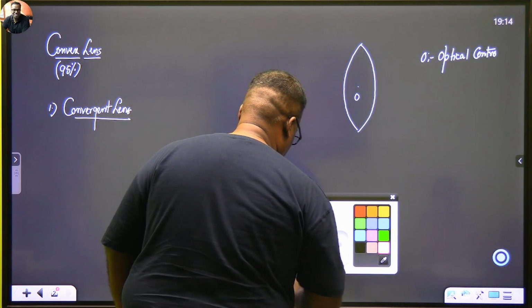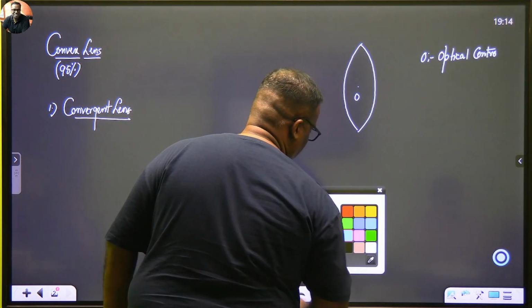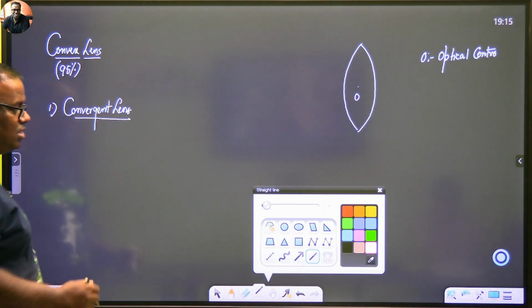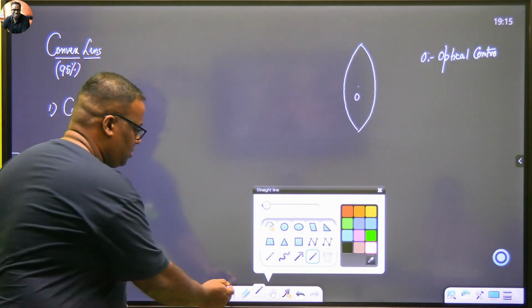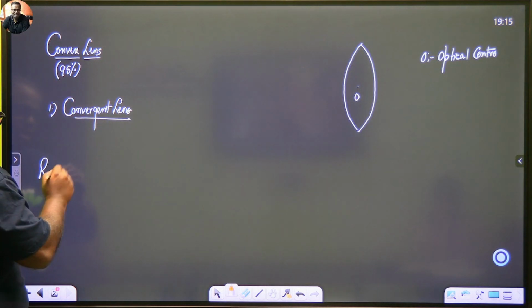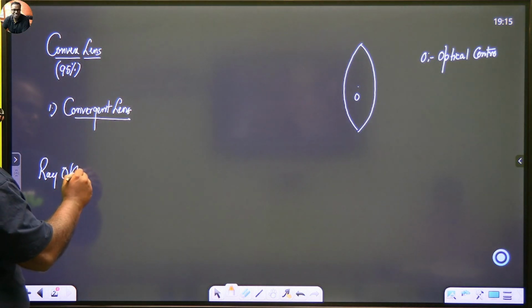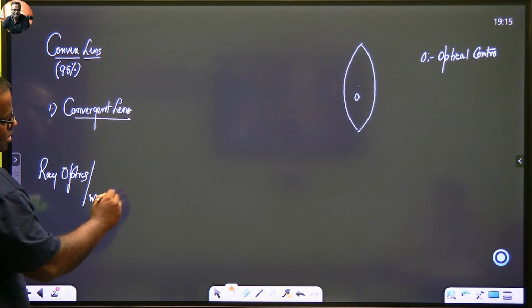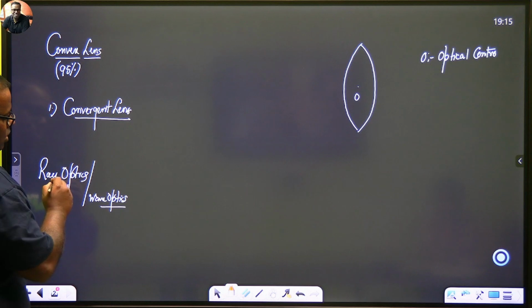In Cambridge, some topics are very advanced, and some topics they leave out many things. You should at least know a little bit of it. Let's understand two more topics here. I'll be using this word ray optics and another known as wave optics. Let's understand the difference between these two parts of physics.